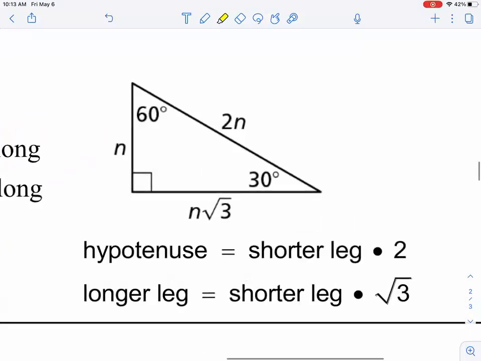So we have across from the 30 is the short leg. Across from the 60 is the long leg. And then we have our hypotenuse.